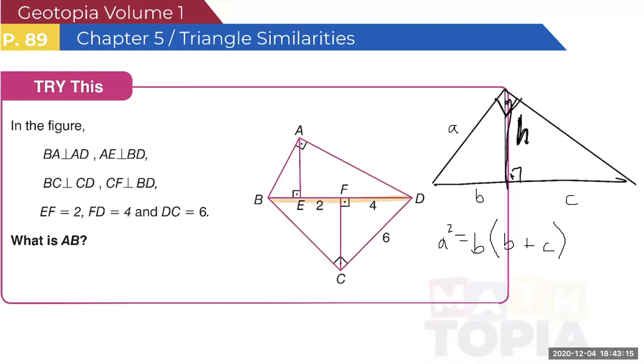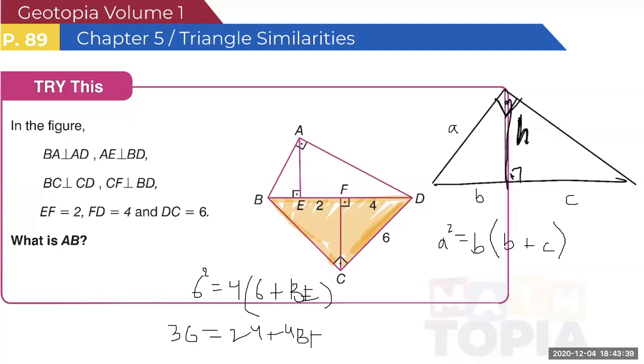So we have that 6 squared is equal to 4 times 4 plus 2 plus BE. So it's 6 plus BE, which means we have 36 is equal to 24 plus 4 times BE. And if we solve this equation, we get that BE is equal to 3. Perfect.